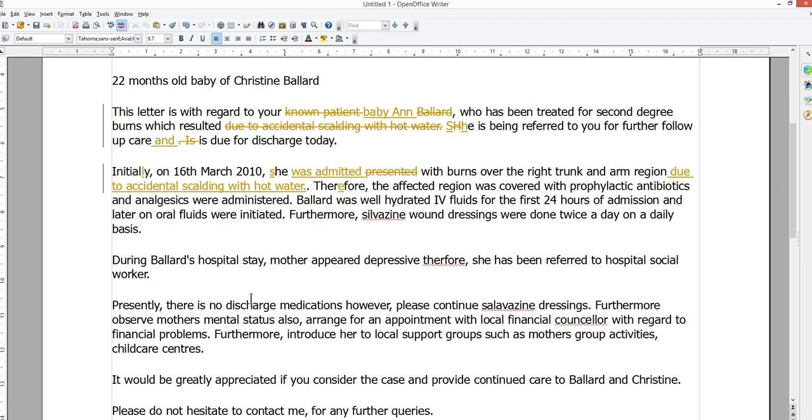Yeah. So you would be wanting to use a passive here in this kind of letter because you're one member of staff, and in a hospital there's nurses, doctors, and so on. Anybody could have performed the actions. So here use of passive is recommended. Okay, so Ballard, again, wouldn't use it. You could say Anne or baby Anne.